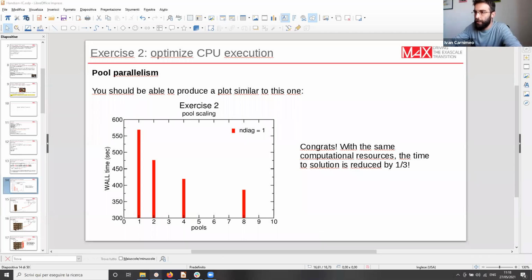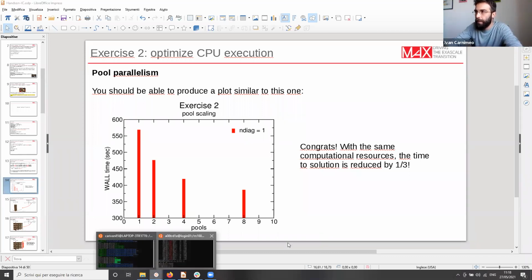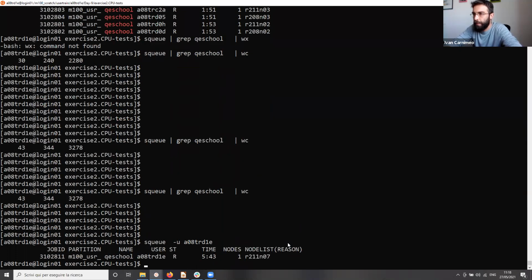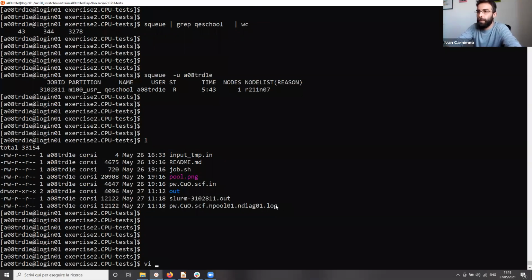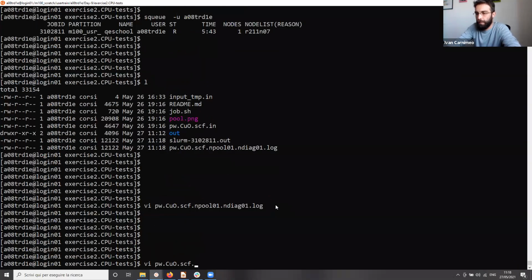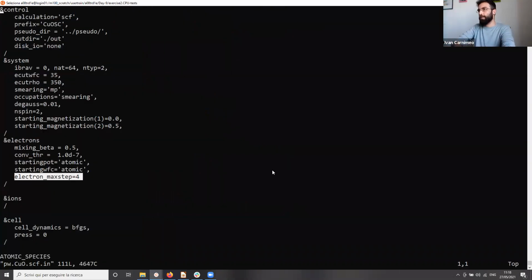Let's check how our calculations are going. Okay, now we have 43 people running here, and my run is still okay. Here it is still running. So we are at iteration 3. Here we will do just 4 iterations. So it is going, and of course you can check the number of K points from here.